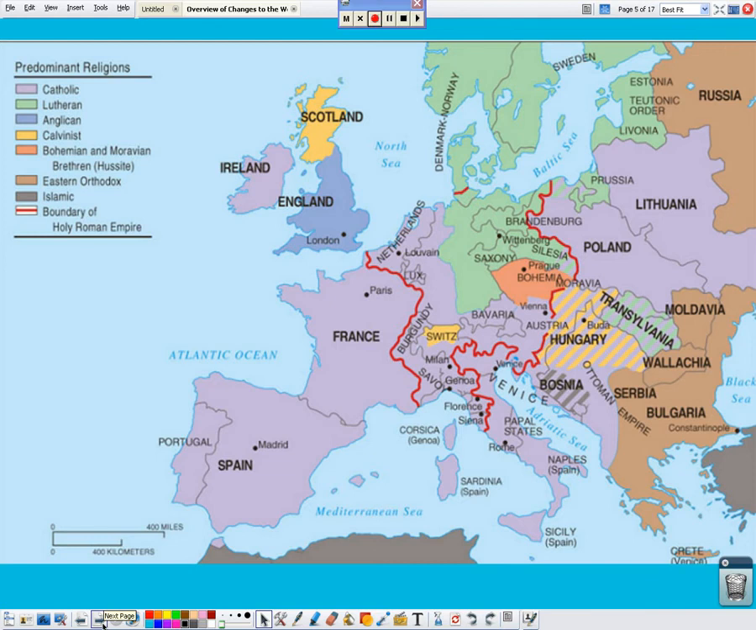This is a map from your book. The purple is Catholic. The green is Lutheran, which is started by Martin Luther. The bluish is Anglican, which is started by Henry VIII. And the yellow is Calvinist, which is started by John Calvin. Take a quick second and look at the map and see what you see.